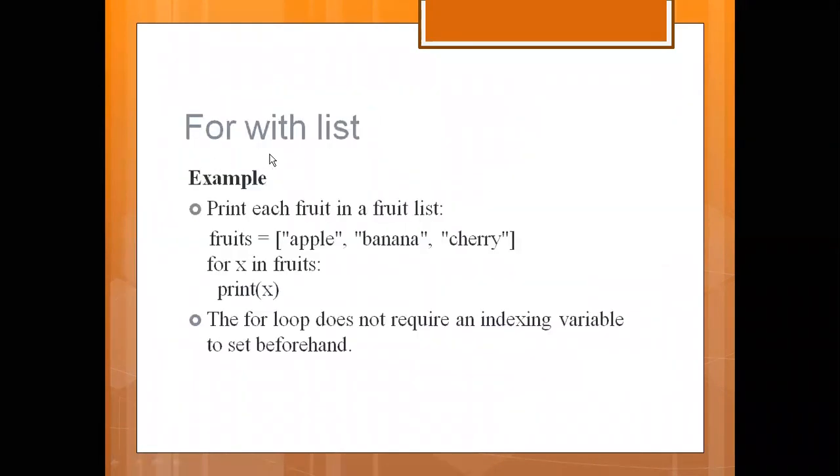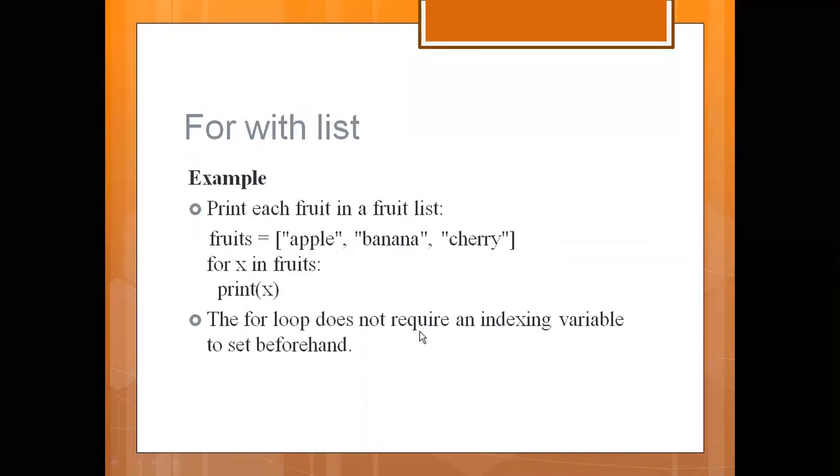Now let's have a look at one more example. That example was demonstrating numeric values in the list. Now here we have string values in the list. We have to print each fruit in a fruit list. So we say for X in fruits, X is first pointing towards apple, then banana, then cherry. So print X is going to print apple, then banana, then cherry.